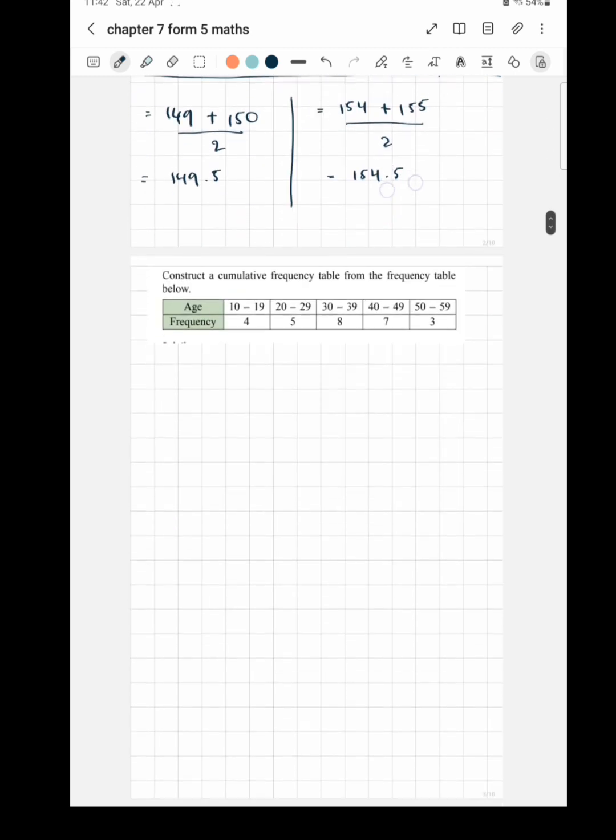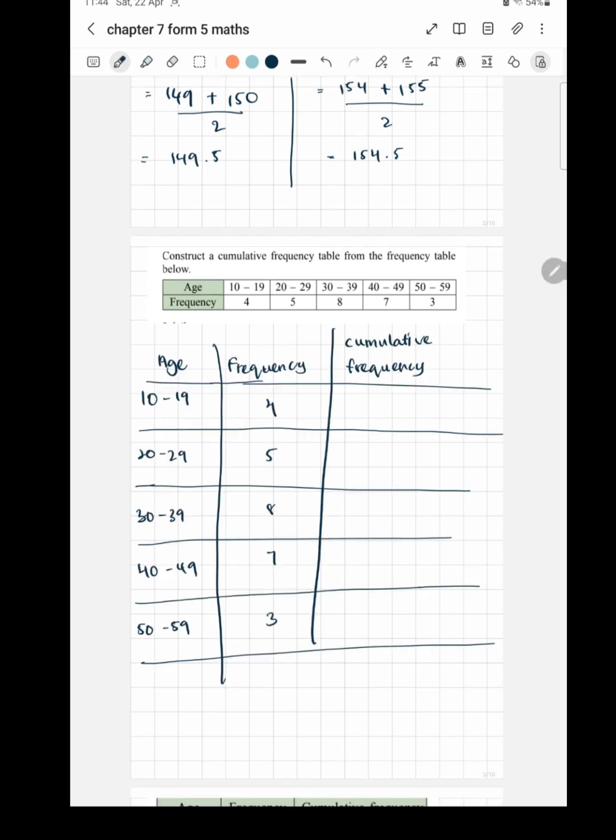So next, let's find out how to construct a cumulative frequency table. I've gone ahead and drawn the table and added the classes and the frequency based on the diagram given. To find the cumulative frequency, we first bring this 4 right here like this, and then this number plus this number right here in order to get the cumulative frequency.